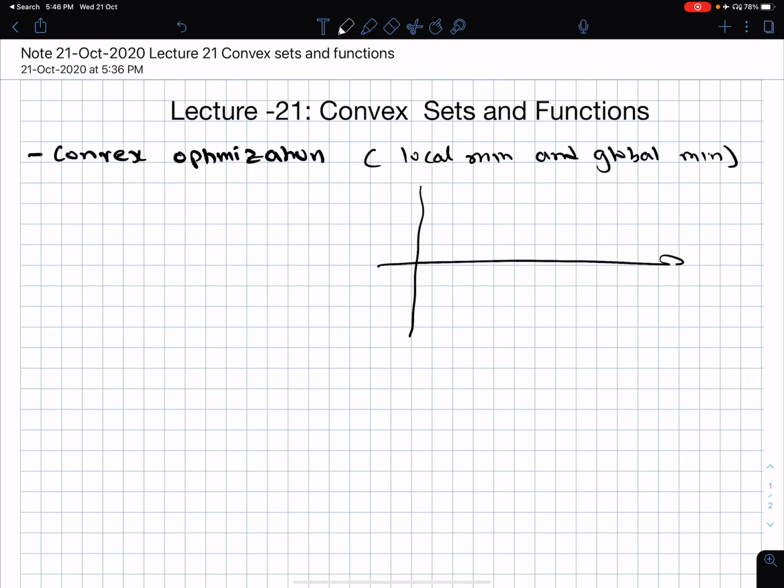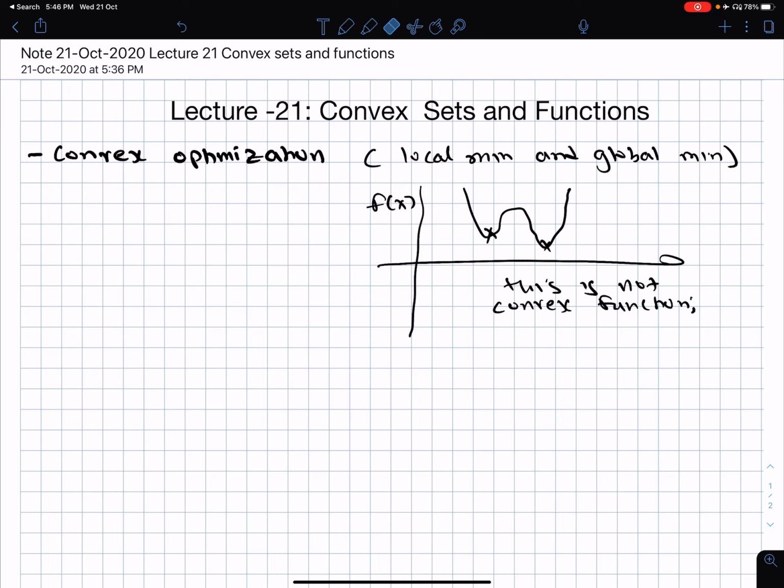So even without knowing what is a convex function and all that kind of stuff, this is not a convex function. Why? Because there are two local minima at different costs, at different objective function values. So this is not a convex function, and if there is no convex function, there is no convex programming to be done around there. Okay, so there is no convex programming to be done here.